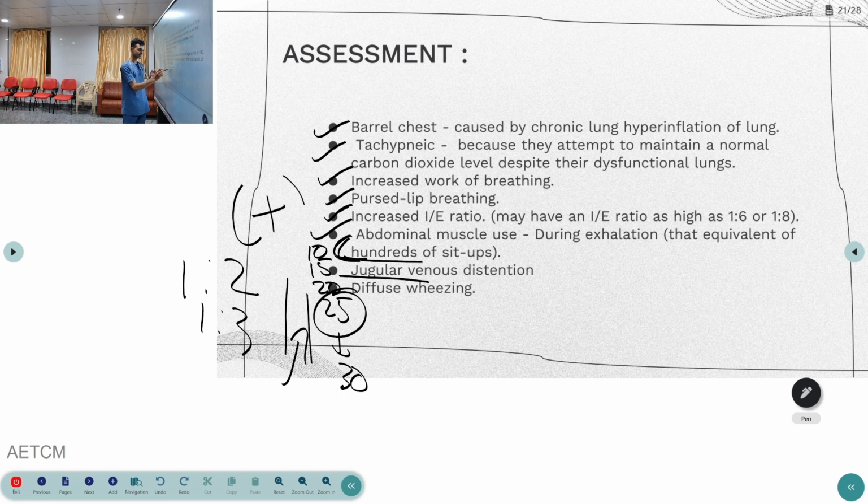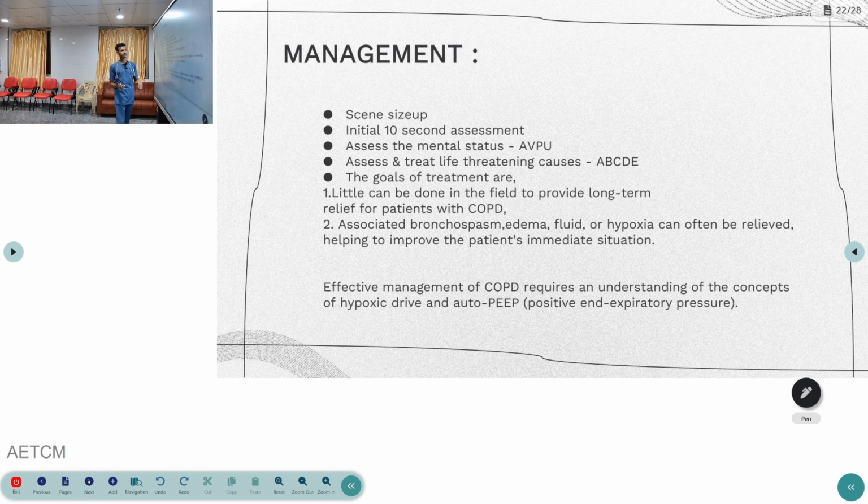And then jugular venous distension. As we already know, because of the high intrathoracic pressure, venous stagnation will occur, and that is jugular venous distension. And then diffuse wheezing. These are the common signs in COPD cases.